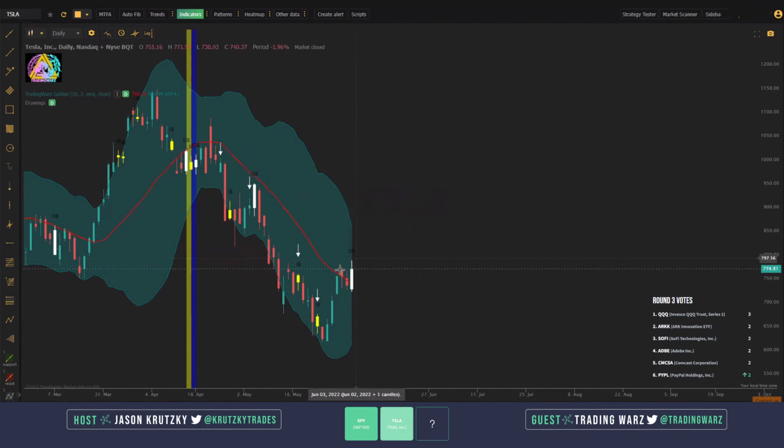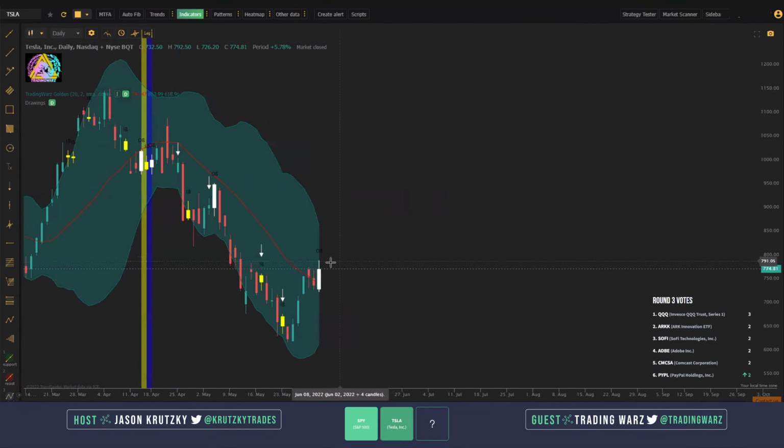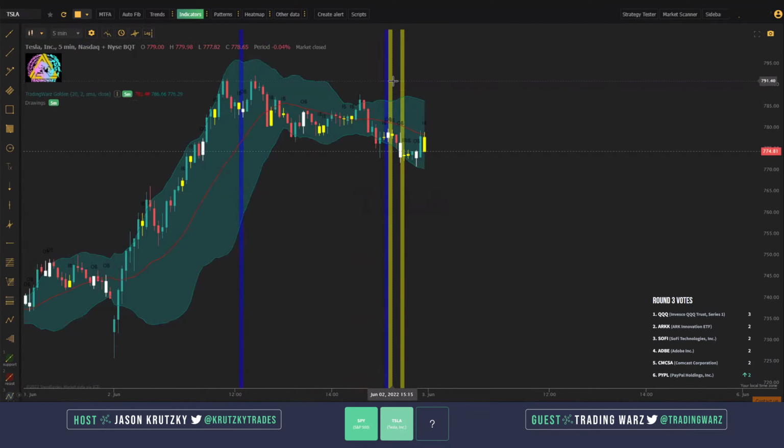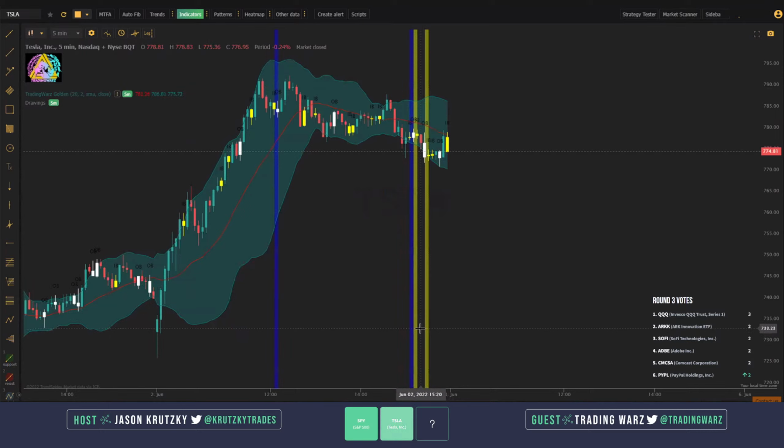And all I do is I play triggers. So I'll put in an area where I want to go long and an area where I want to go short. And I'll just go down to the 5-minute chart to find an area where I want to take a breakout. So for example, right around here, 791.40, that's where I'll look to get long if it breaks that level. And then down here around 733.23.